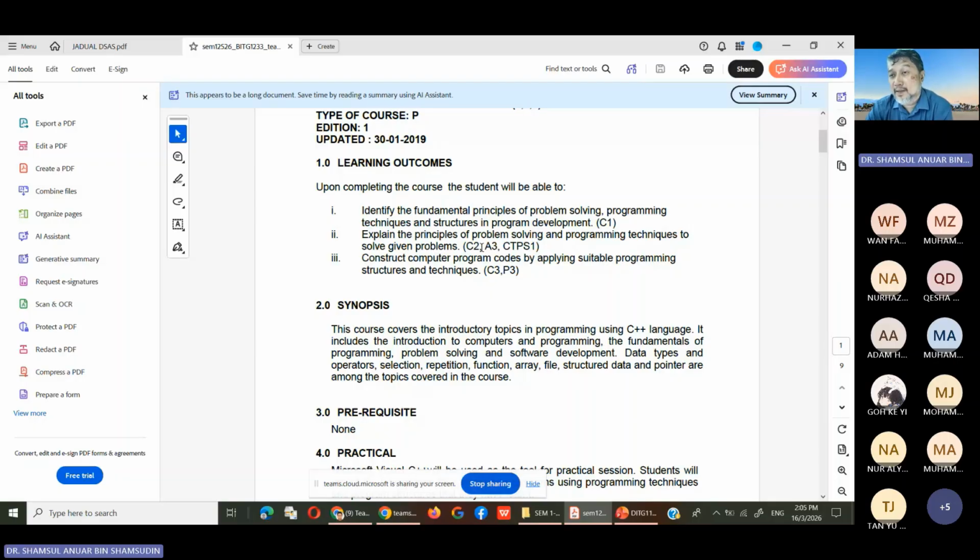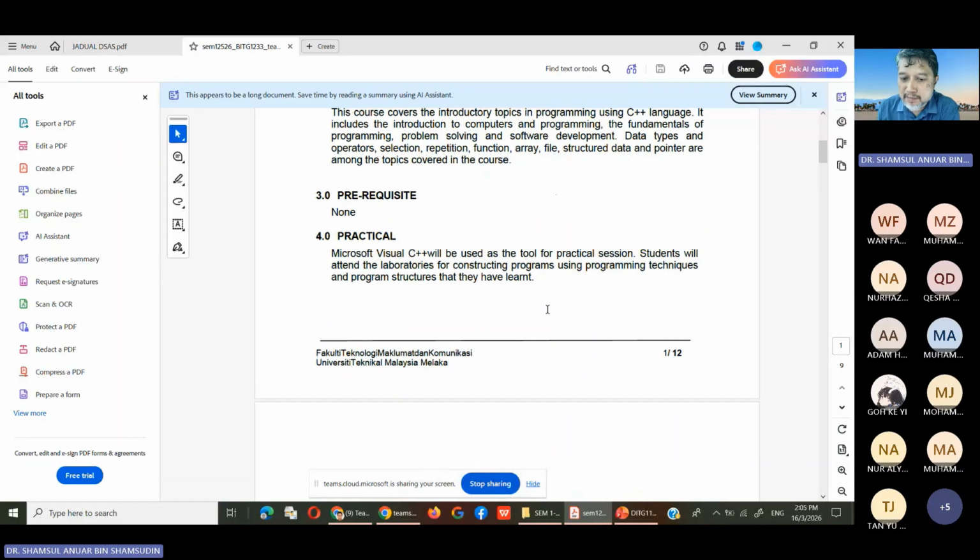I guess when I took this class long time ago, it was like that. But that time I had to. We were taught Fortran and also Pascal. So this time around, you guys are using C++.